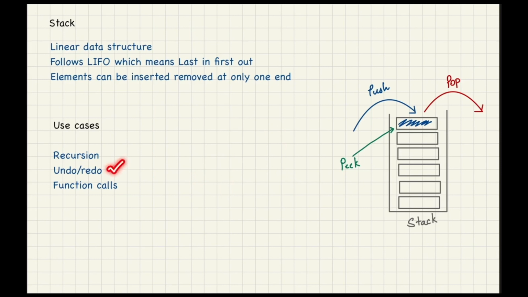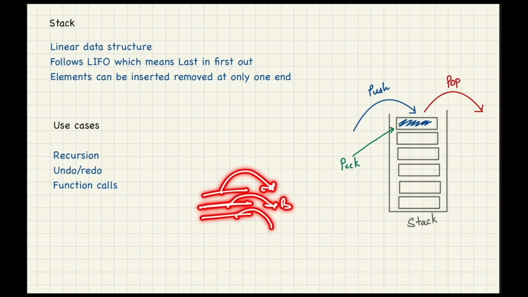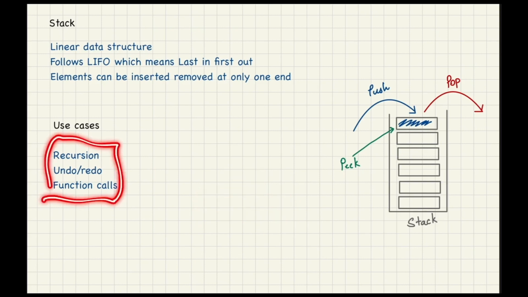The other example is undo and redo. The undo and redo operations that we do on a daily basis in our IDEs also use stack internally. And the third one is function calls. Whenever we are calling some functions, let's say we have a function A, inside it we are calling function B, then we are calling function C. All these things will be maintained on a stack. So once C is done, it will be moved out, then B will be moved out, and then finally A will be moved out. So that's how function calls also use stack internally.